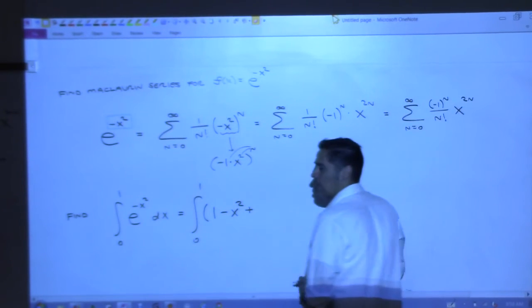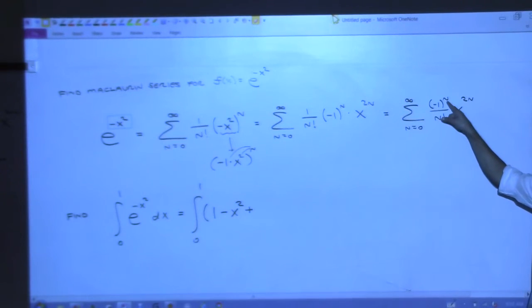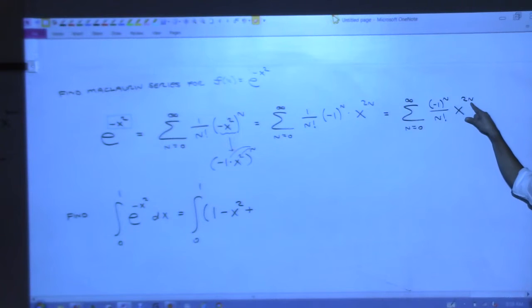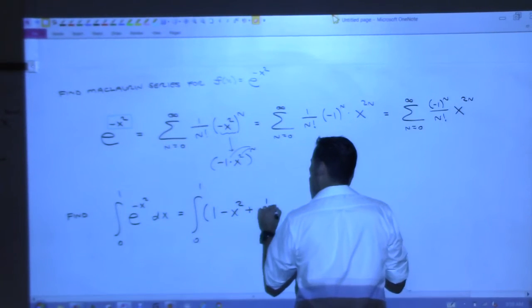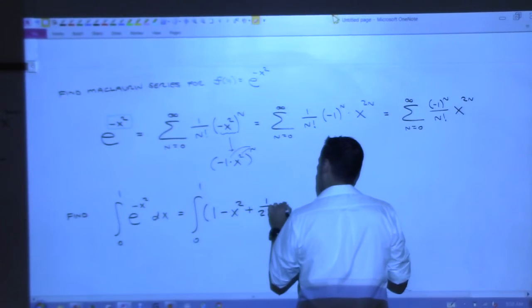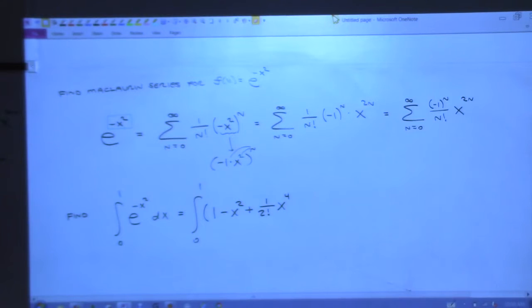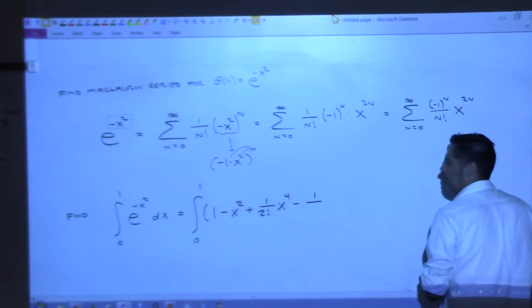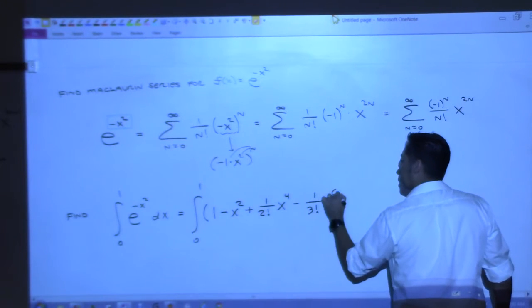Next one's going to be plus, right? When we replace n with 2, negative 1 squared is 1. 2 factorial on the bottom, x to the 4th. I'm plugging in 2. So 1 over 2 factorial x to the 4th. Next one should be minus, shouldn't it? Minus 1 over, where are we at? 3 factorial x to the 6th.